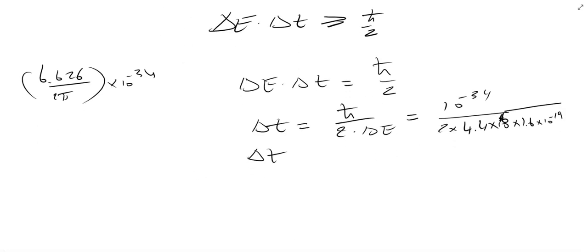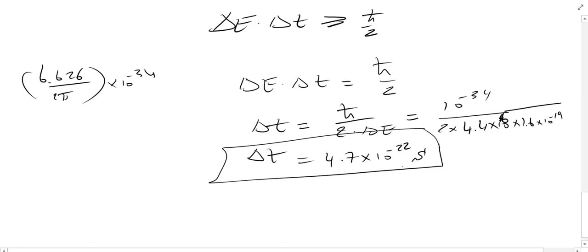Okay, so let me write the expression here. 6.626 times 10 to the negative 34, divided by open parentheses 2 times 4.4 times 10 to the power 6. Why don't I make it easy and multiply by 1.602 times 10 to the power negative 19. Yeah, 6 and 19 is actually negative 13. So the answer is 4.7 times 10 to the negative 22 seconds. That's extremely short life. That is because the energy uncertainty is that much big.